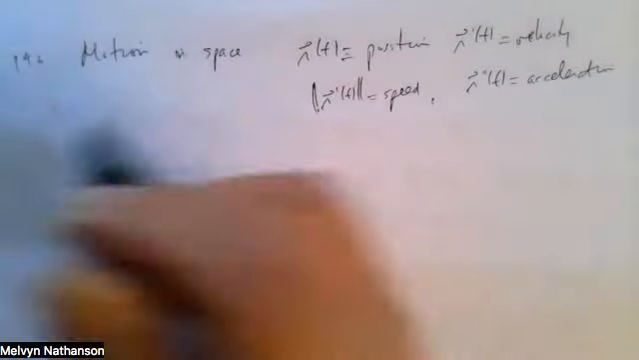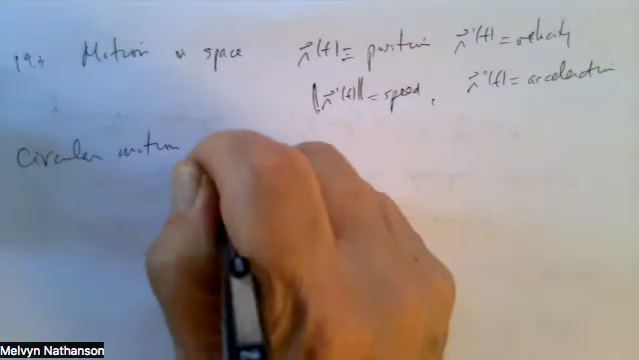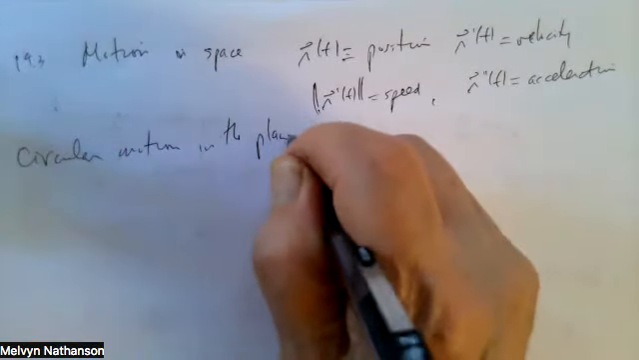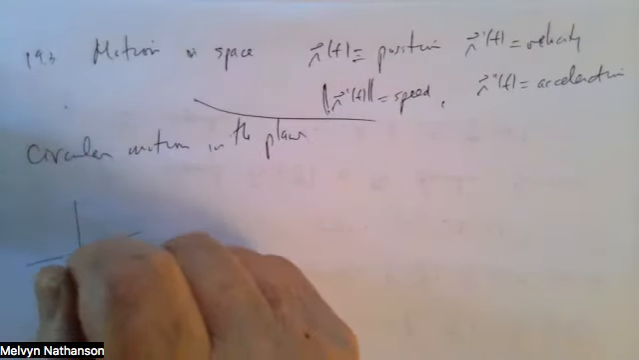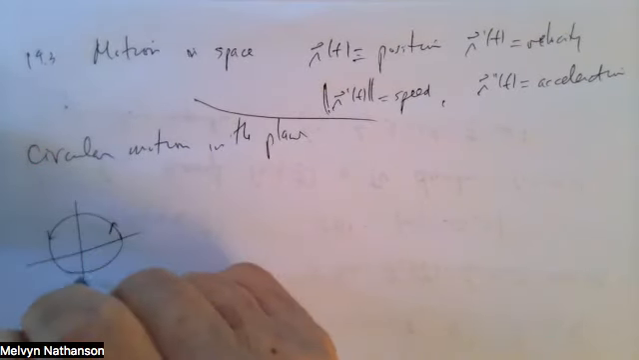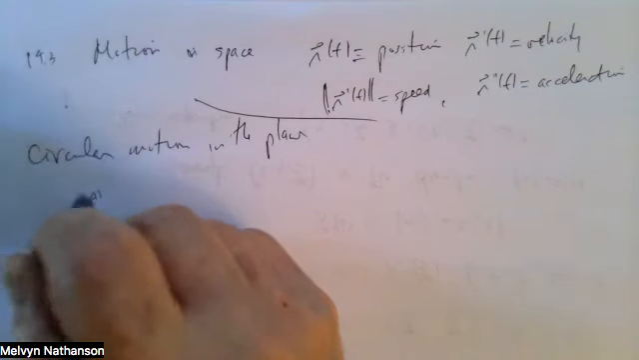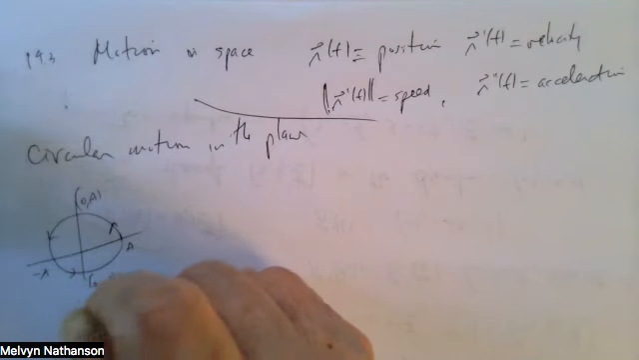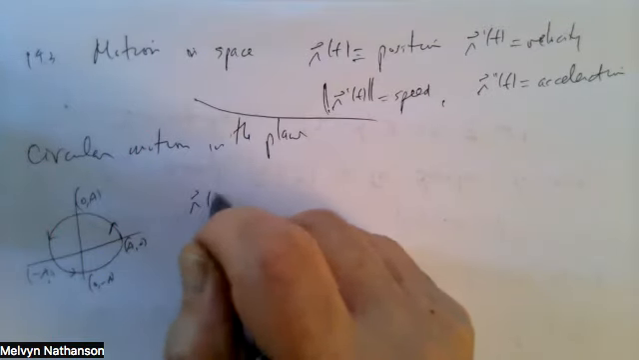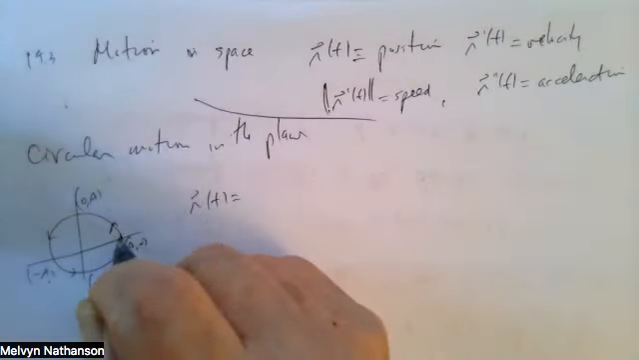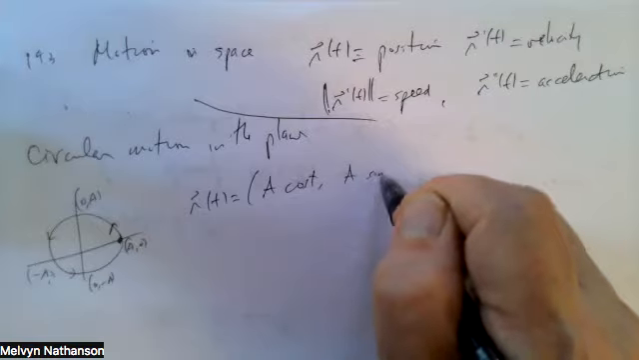So one of the simplest kinds of motion is circular motion in two-dimensional space in the plane. So you have a particle going round and around a circle of radius a. So one way to write this, and let's say at time 0, it's right here on the x-axis, r of t is a cosine t, a sine t.